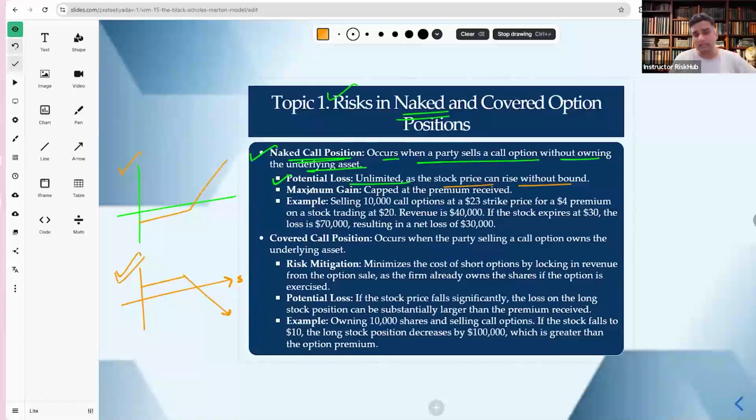The maximum gain for the seller of a call option is capped at the premium received. For example, selling 10,000 call options at a 23 strike price for a $4 premium, you'll only earn the $4 premium on a stock trading at 20. Revenue is 40,000, so 10,000 into 4. If the stock expires at 30, the loss is 70,000.